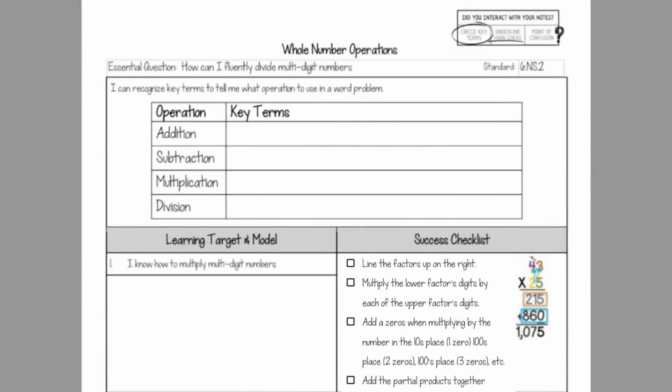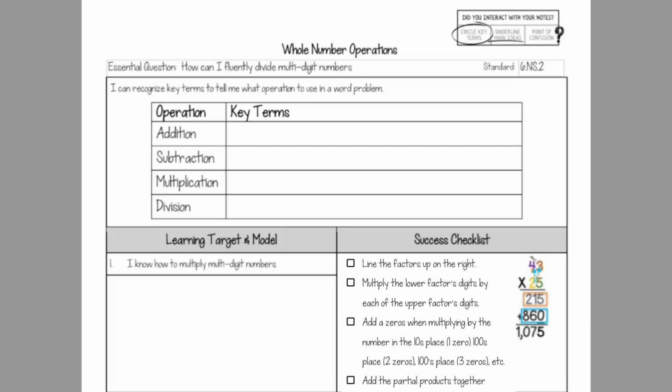Whole number operations. Our essential question today is, how can I fluently divide multi-digit numbers? Our first learning target is to recognize key terms to tell me what operation to use in a word problem.